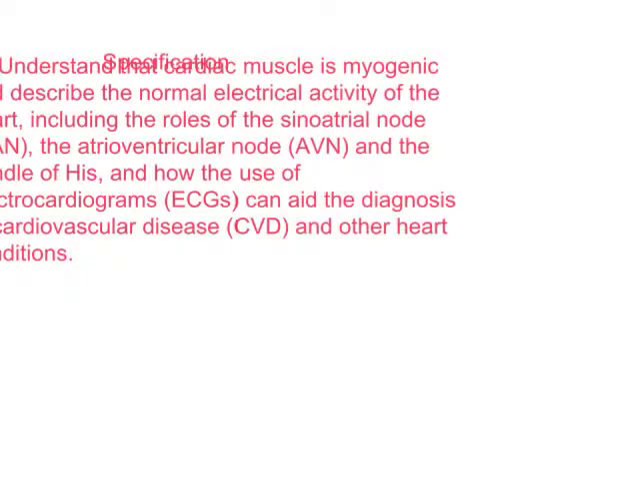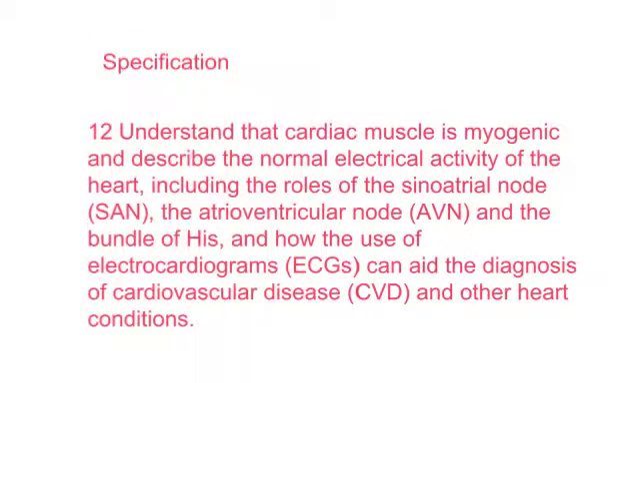Okay, I haven't done your specification part yet, so I'll just put this in here. So from the spec, it should look something like this. Understand that cardiac muscle is myogenic and describe normal electrical activity of the heart, including the roles of the SAN, the AVN, and the bundle of His, and how we can use electrocardiograms to aid the diagnosis of CVD and other heart conditions.